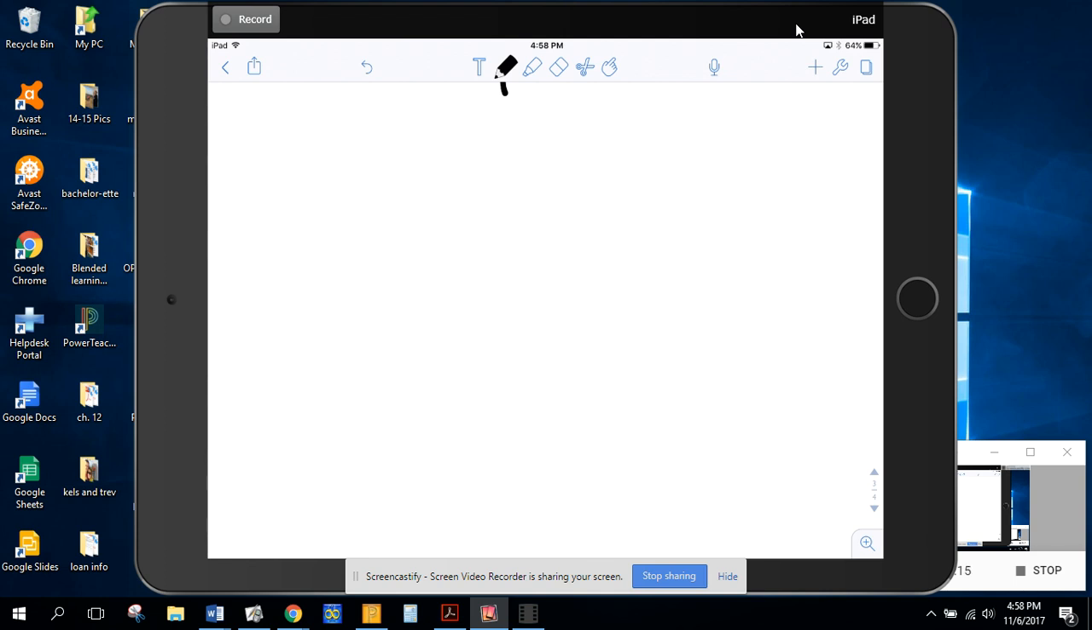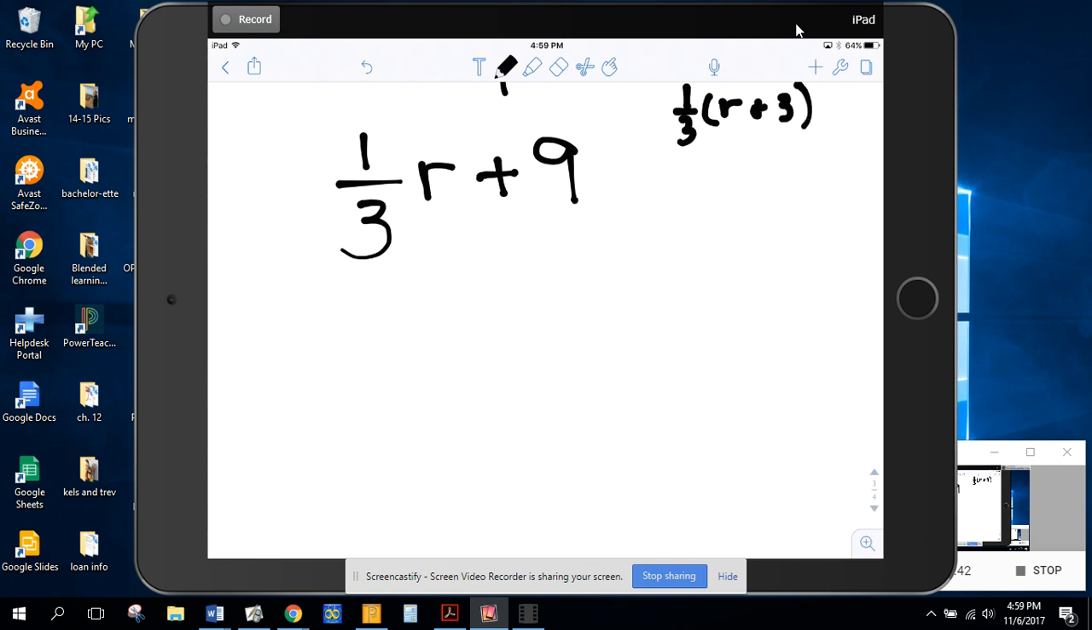How about 1/3 r plus 9? Now, I'm going to show you guys how to do this. Please follow my instructions, or most of you guys are going to get this one wrong. I guarantee it. I even know the answer you guys would give me. If you do this wrong, you're going to get 1/3 r plus 3. Okay, that is not the correct answer. If you're thinking, yes, it is right now, watch and learn.